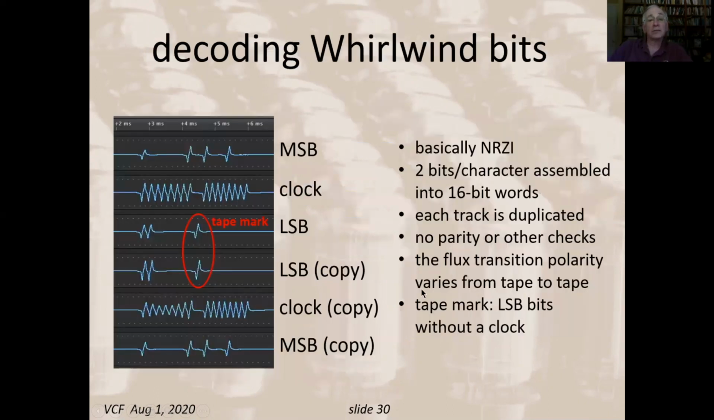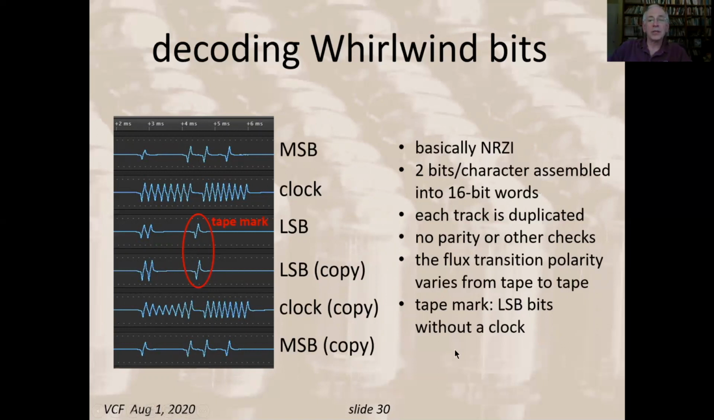And then we need to read the data. Whirlwind is basically an NRZI format. It has no parity or other checks, but each track is duplicated 2 times, and there's a clock track, which is also duplicated. So for each character on the tape, only 2 bits of data are encoded, which allows us to recover from a lot of the dropouts and errors that we knew we would be finding on the tape. It, of course, has its own bizarre format for a tape mark. In this case, it is transitions on both copies of the least significant bit and no transitions on any of the other tracks.